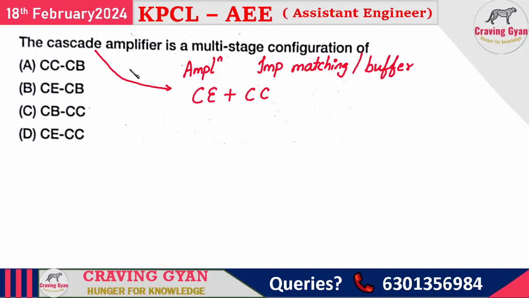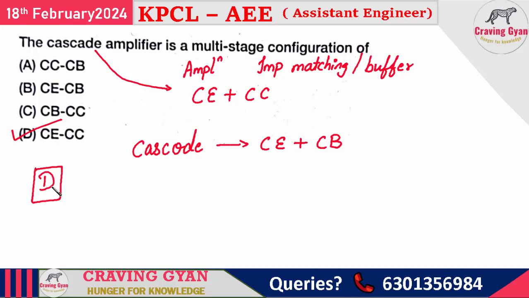So in the case of cascade, it is a common emitter followed by common collector configuration. Also, you should know the parameters of common collector configuration. Gain is approximately equal to 1. Input impedance is high. Output impedance is low. Because of that, we use it at the final stage of the circuit. In the case of cascode, it is a common emitter configuration followed by common base configuration. In the case of cascade, it is common emitter followed by common collector configuration. That is option D.